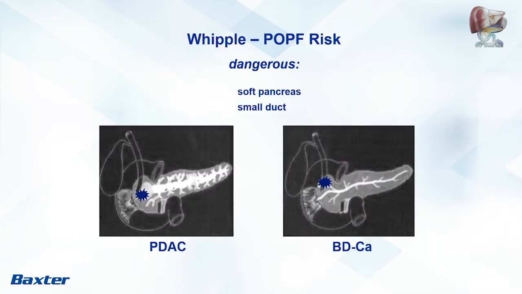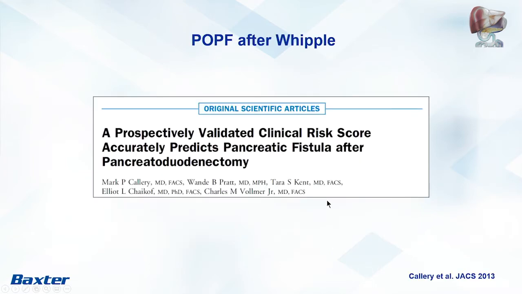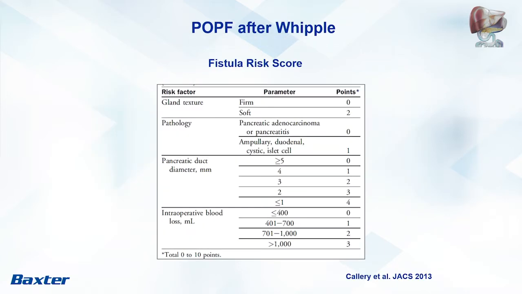Now, everybody clinically knows a pancreatic cancer is easy to suture. You have a dilated duct, you have a fibrotic pancreas. A bile duct cancer is not easy to suture because usually this is soft with a small duct. But of course, there are some things more to estimate the fistula risk. And many people use this fistula risk score. This is introduced by the US group.